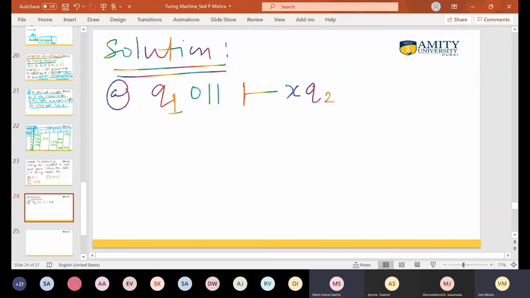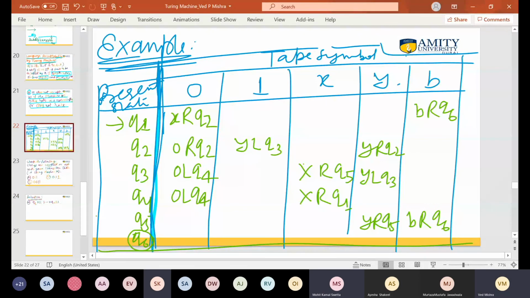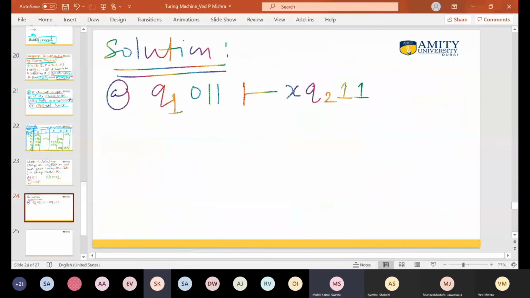So what will you write here? Q2 X, and then we move right. Sir, for the input string 011, won't we add B in the end? Yes, if necessary, we will add it. Whenever it is required, you should add it at the last; you can always add the blank. Okay.